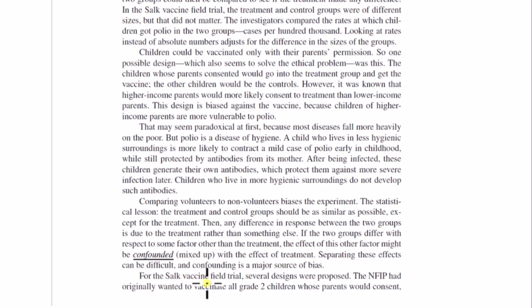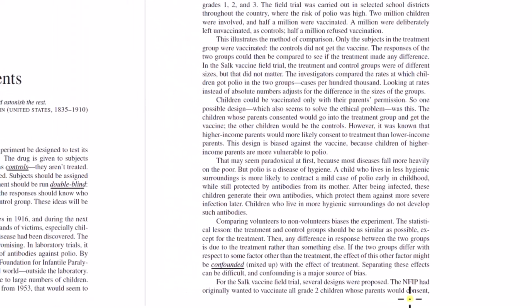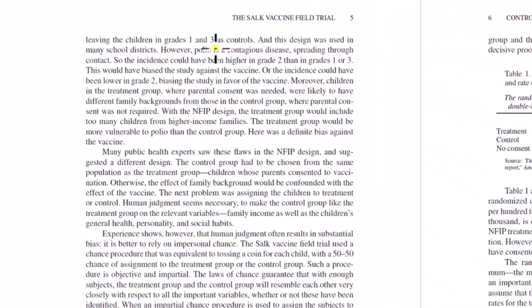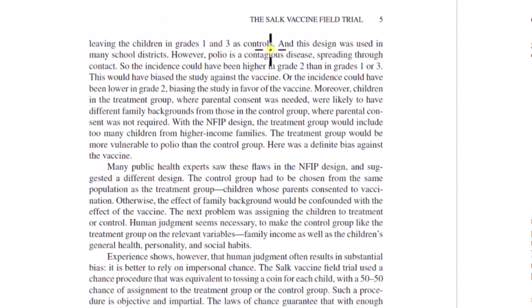It says for the Salk vaccine field trial, this was the well-designed experiment. Several designs were proposed. The NFIP, the poorly designed experiment, originally wanted to vaccinate all grade 2 children whose parents would consent, leaving the children in grades 1 and 3 as controls. And this design was used in many school districts. Okay, so you see the NFIP, they were going to vaccinate all students in grade 2 that would consent, and then have students in grades 1 and 3 as controls.